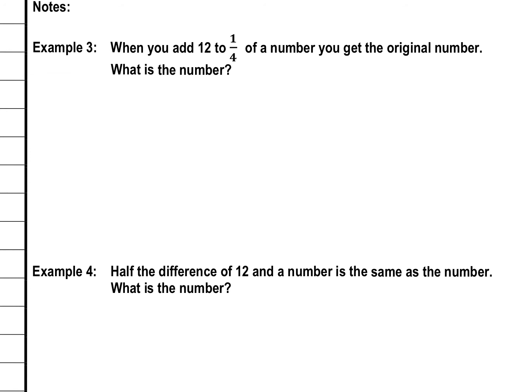Moving forward to number 3. When you add 12 to 1/4 of a number, you get the original number. What is the number? These are getting a little more complex, but if we use the CUBES method, we'll still be solid. Circle the numbers. 12, 1/4. Underline the question. Still asking me what is the number. Box our important words. We are adding, which means plus. Of is a tricky one because it does mean to multiply. And then once again, you get means equal.